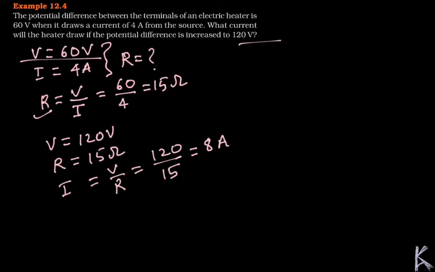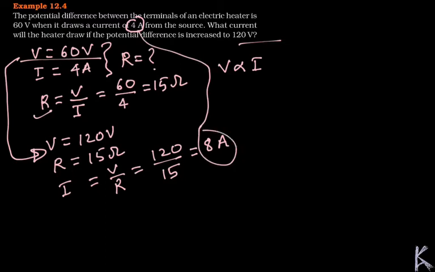Okay, now look, according to Ohm's law, V is directly proportional to I. Here V has doubled, and the current has also doubled. Okay, so this is it.